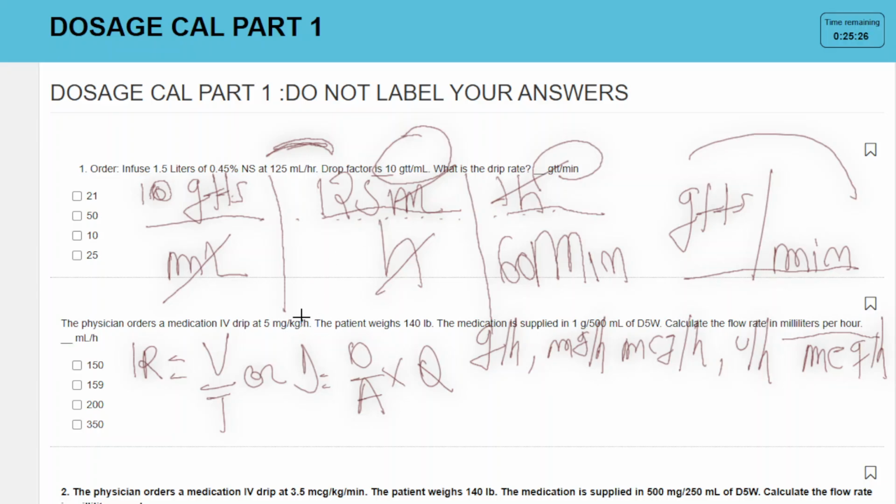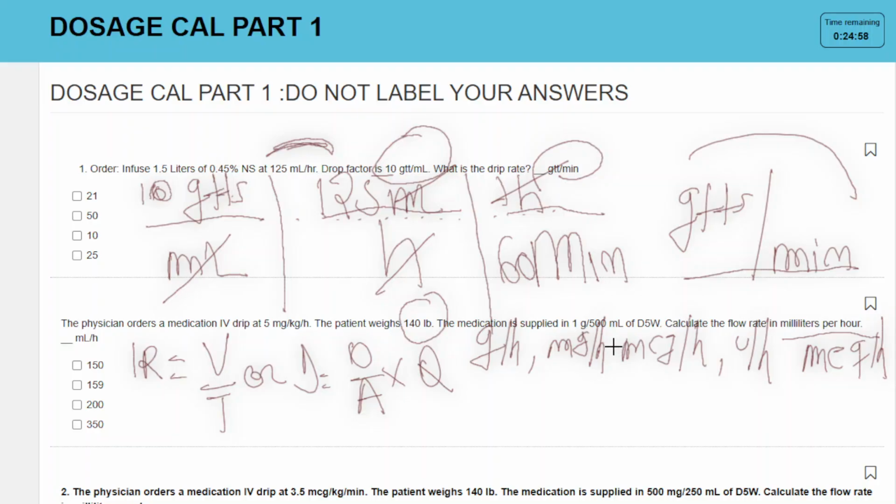So if I look at my order right here, I see milligram per hour. That sounds like the same thing as a milligram per hour, right? But this is based on the body weight. That's the reason why you have a 140 pound. So what I'm going to do, that is my order right there, because I've got to bring it out to the basic shape of a milligram per hour.